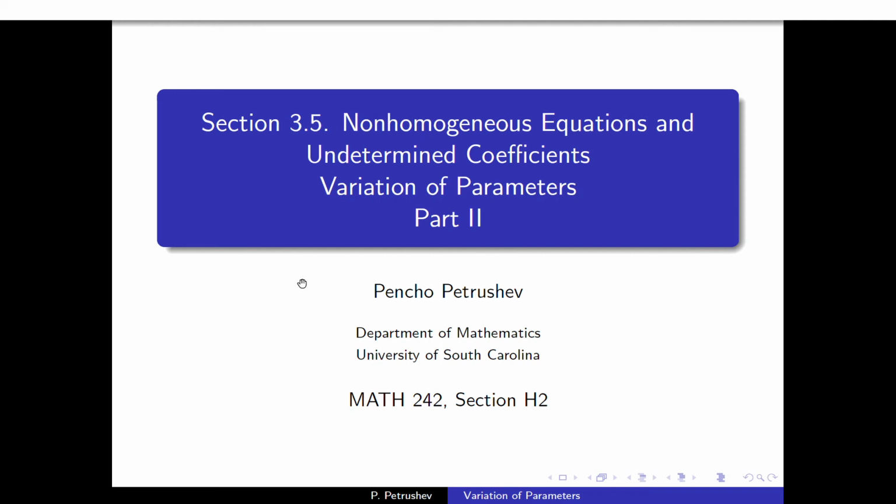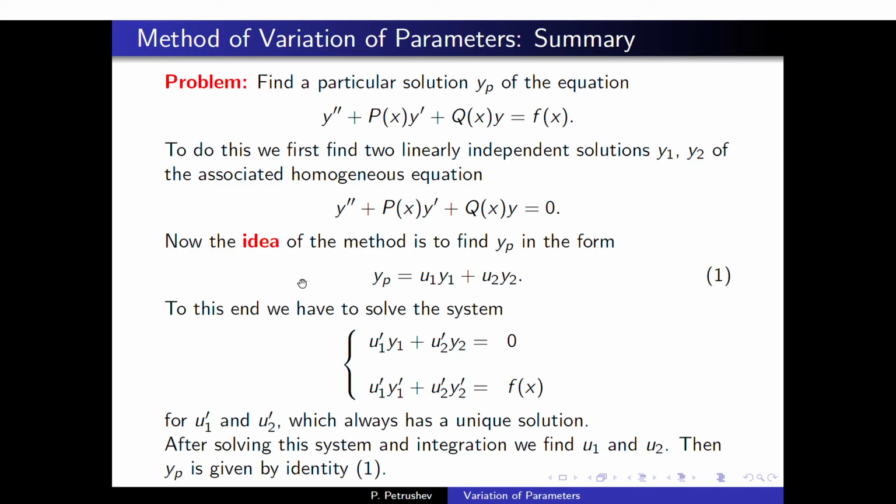Hello everyone, this is the second part of my lecture on the method of variation of parameters for finding particular solutions of linear non-homogeneous differential equations. Let me first recall how this method works.